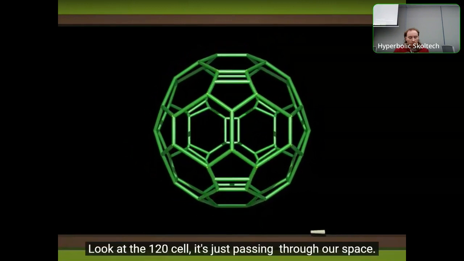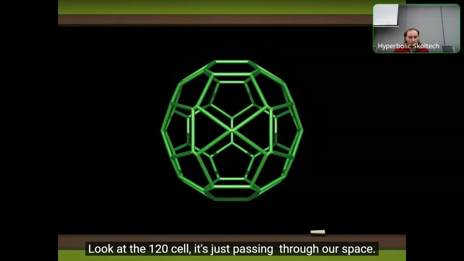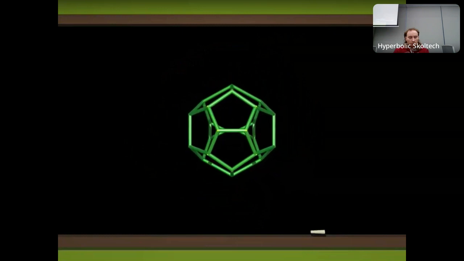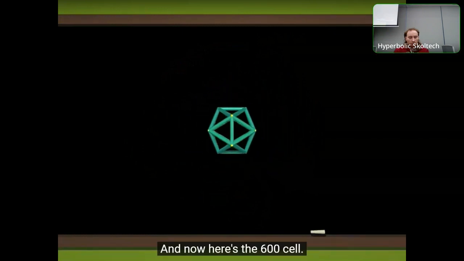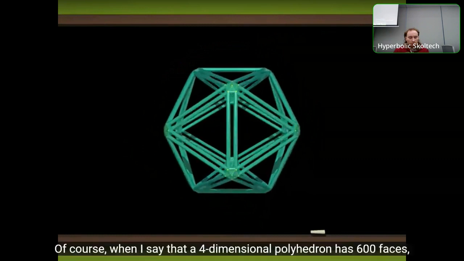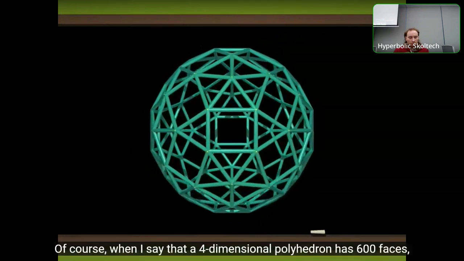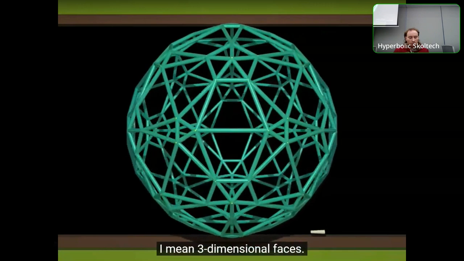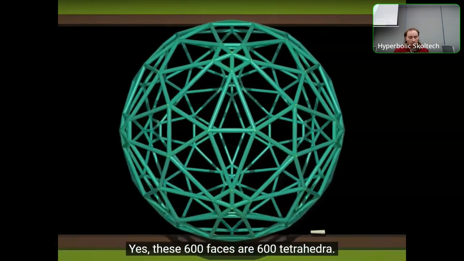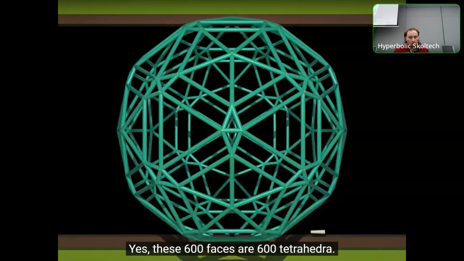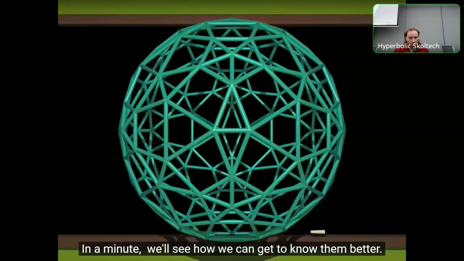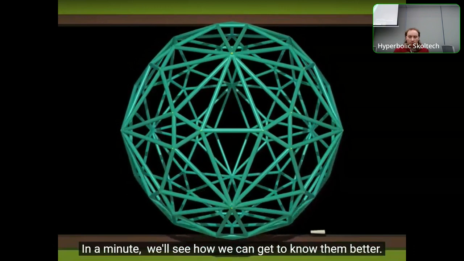Look at the 120 cell. It's just passing through our space. And now, here's the 600 cell. Of course, when I say that a 4-dimensional polyhedron has 600 faces, I mean 3-dimensional faces. Yes, these 600 faces are 600 tetrahedra. As for the 120 cell, it consists of 120 dodecahedra. In a minute, we'll see how we can get to know them better.